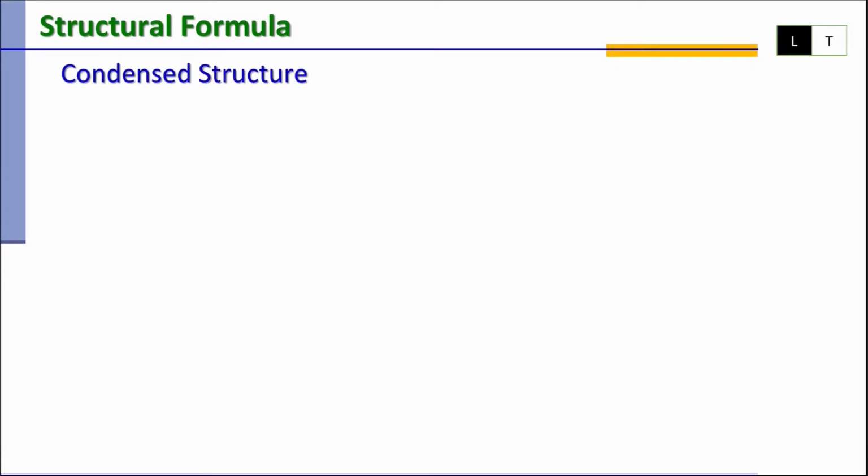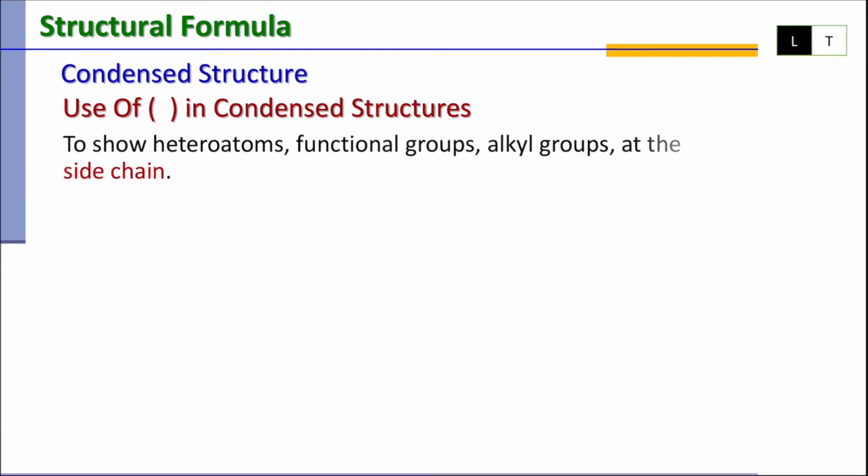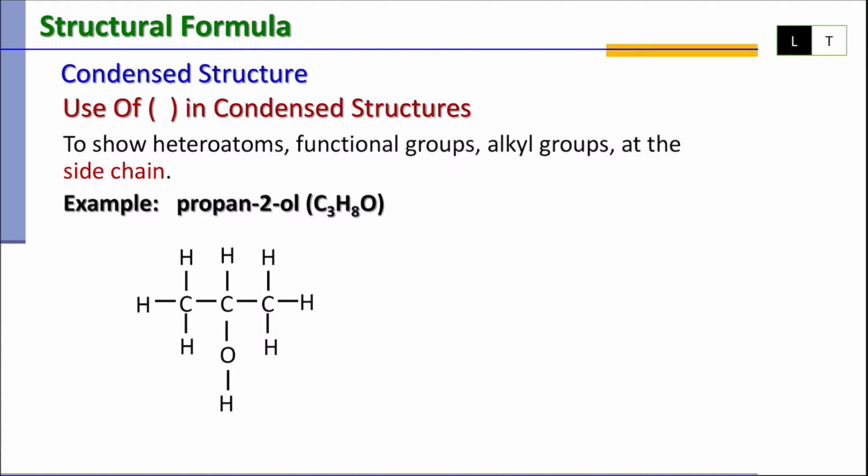Seterusnya, Miss akan tunjukkan cara macam mana kita nak draw the condensed structure, di mana penggunaan bracket dalam condensed structure. For example, kita akan gunakan bracket untuk tunjukkan heteroatoms, functional group ataupun alkyl group yang attach kepada main carbon chain. Let's say saya ada C3H8O. So ini adalah expanded structure for C3H8O. Dan bila saya nak buat dia dalam bentuk condensed structure, saya ada beberapa pilihan.